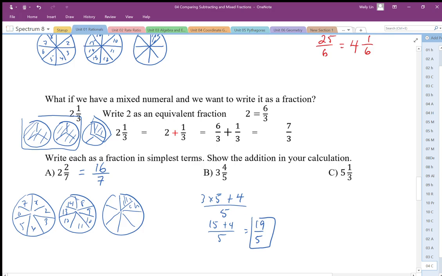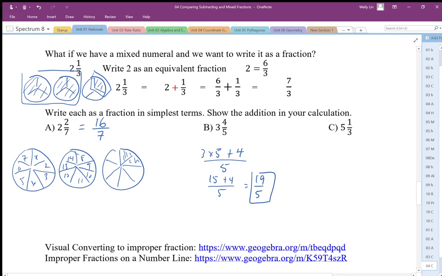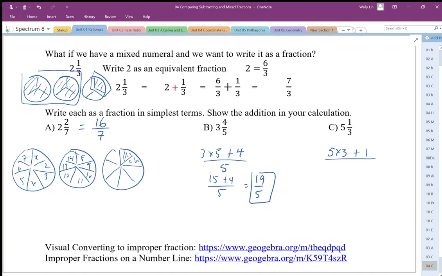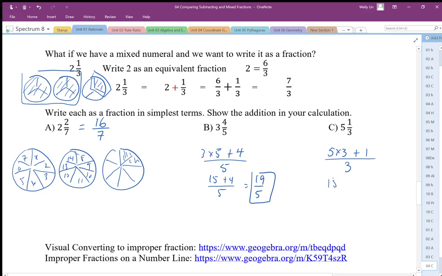Okay, so if we want to have a more streamlined process, it's going to look like this. Same here. 5 groups of 3. So I'm going to have 5 groups of 3, and I'm going to add on that extra 1. This is going to be 15 plus 1. That's going to be 1/3 pieces here. So I'm going to end up with 15 plus 1 over 3. And that's going to give me 16 over 3.